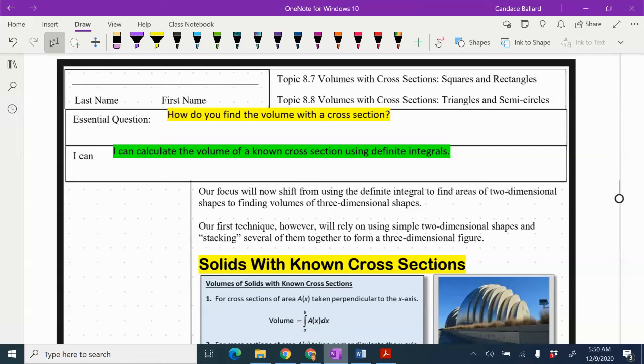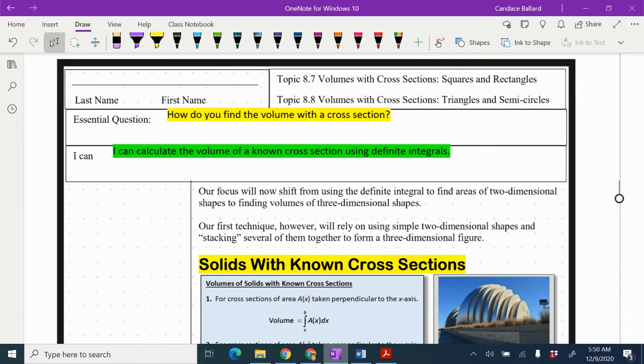So in this video, we're going to talk about topics 8.7 and 8.8. They kind of go together, so we're just going to do them all in one shot together. This is the volumes of cross sections of squares and rectangles and triangles and semicircles. Our essential question is, how do you find the volume of a cross section? And your I can statement is, I can calculate the volume of a known cross section using definite integrals.